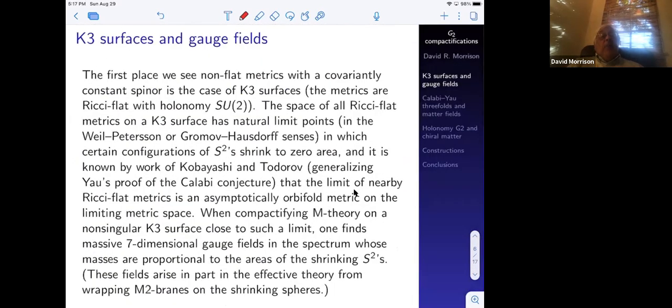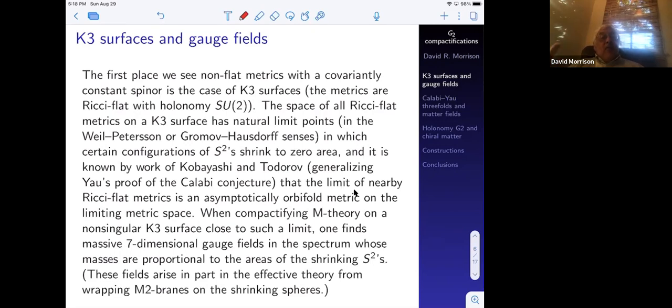So here's my brief discussion of the problem of gauge fields in this context. If I am hoping to get non-flat metrics with a covariantly constant spinor, the first case I will see if I go up in dimension from 0 is the case of K3 surfaces. K3 surfaces have that name because they are complex surfaces, but for the application to physics, it's really a 4 manifold. And there's one diffeomorphism class of 4 manifolds with a bunch of possible different metrics.